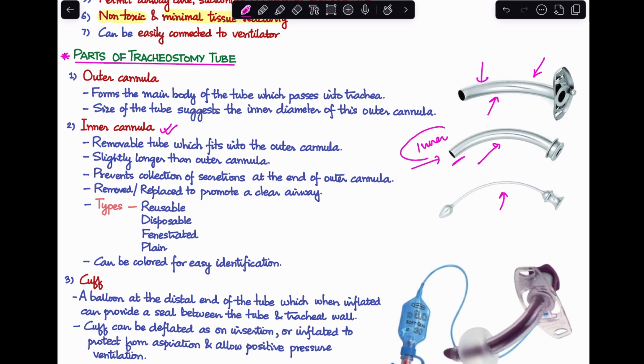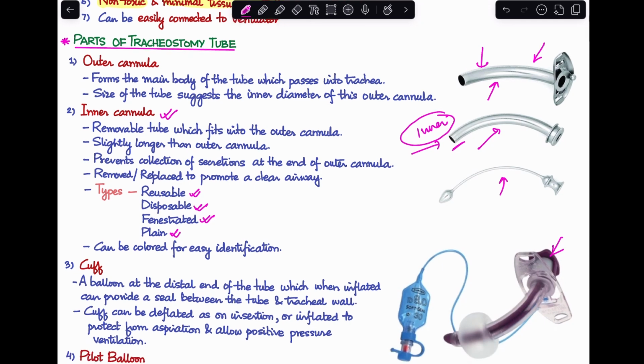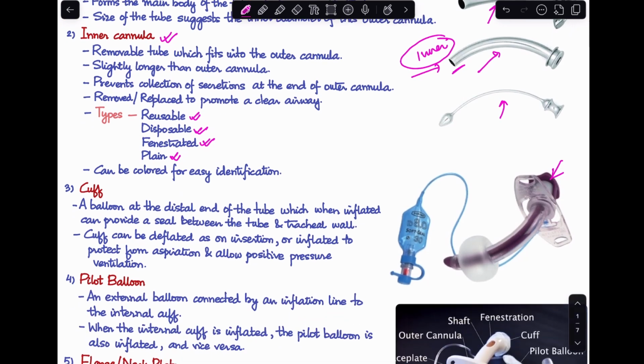Now, this inner cannula has different types. It can be reusable, it can be disposable, it can have fenestrations in it, which we'll talk about in some time, and it can also be plain. Sometimes the inner cannula can even be colored so that it can be easily identified, for example in Portex tubes. So this was about the inner cannula.